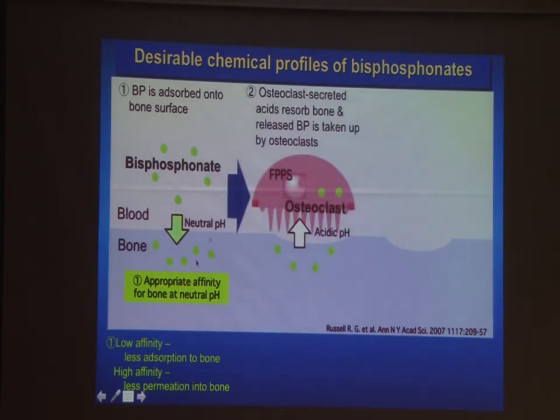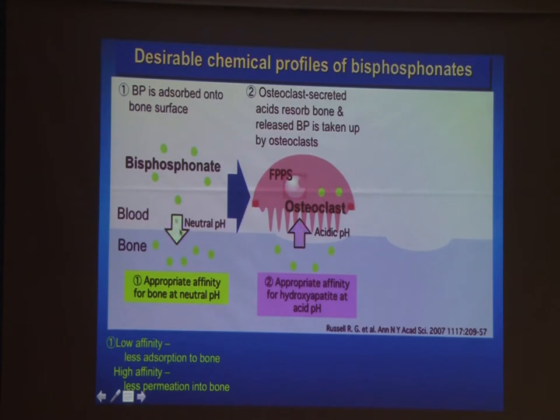Then there's osteoclast coming out there to dissolve bone. When osteoclast secrete acid, the acid environment causes the release of bisphosphonate. So the amount of bisphosphonate that is transported into osteoclast is dependent upon how much bisphosphonate is released by this acid environment, such as pH 5 or below.